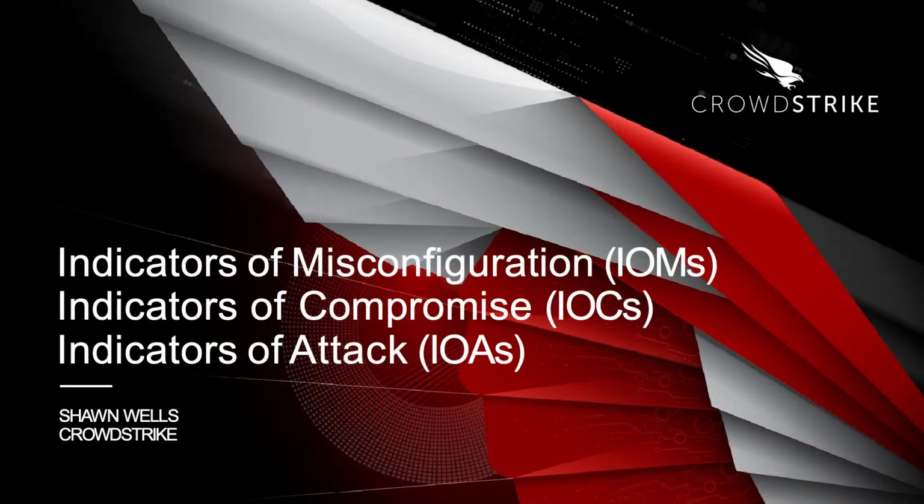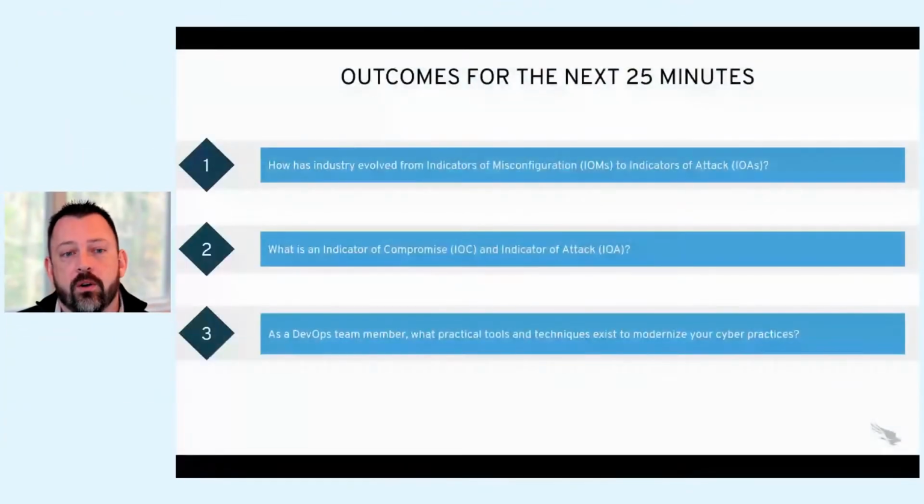Hi. So in today's IBM Developer Talk, we're going to step through indicators of misconfiguration, indicators of compromise, indicators of attack, and provide the knowledge of what these are, how the cybersecurity industry is using them, and as a DevOps practitioner, whether you're a developer or a system owner, what these mean to you and how they might evolve your cybersecurity practice.